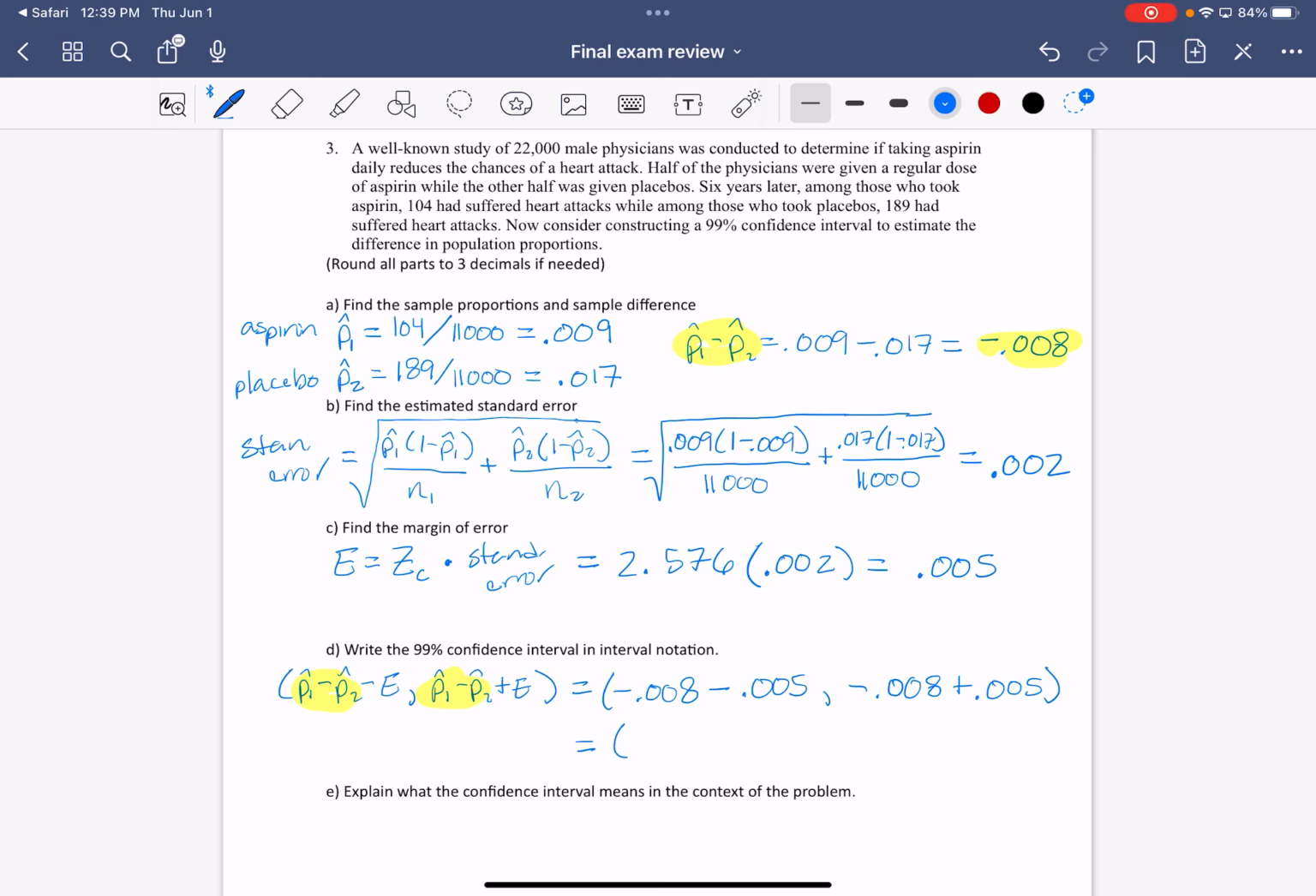Simplifying each of those, negative 0.008 minus 0.005 is negative 0.013, comma, negative 0.008 plus 0.005 is negative 0.003. And if it's asking for it in interval notation, it needs to be in that interval notation. Don't forget the comma. Don't forget the parentheses. Where did we get the 2.576 again? From here. Oh, okay. Thank you.